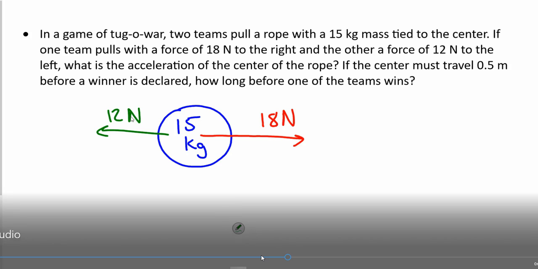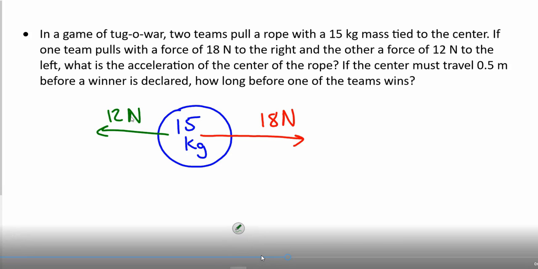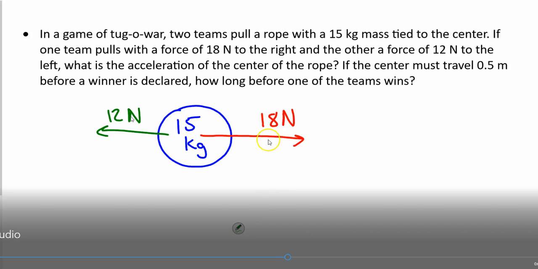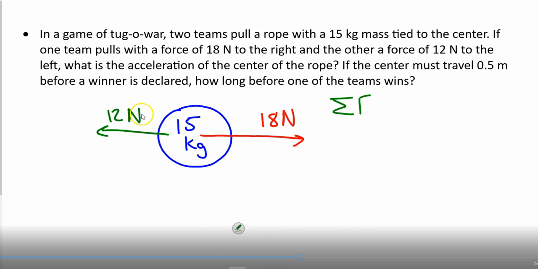Now, because these are in opposite directions, the sum of these forces is really going to be the difference. 18 newtons to the right, 12 newtons to the left. That means that the net force, the sum of the forces on this object, is 6 newtons to the right. 18 minus 12. So if we take the sum of the forces, set it equal to the mass times the acceleration.